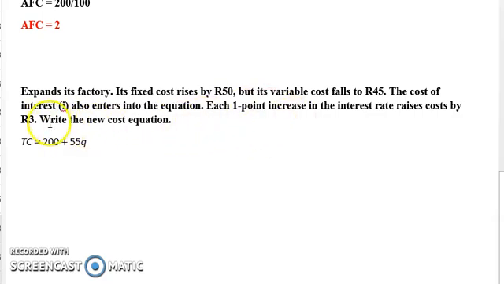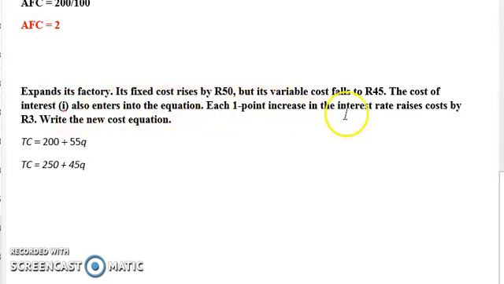We have to rewrite the new cost equation. So total cost equals the fixed cost, which rises by 50. It was initially 200, now it's 250. Plus the variable cost, which falls to 45 Rand. So it's from 55 to 45. So now it's 45Q, and that's the variable cost.